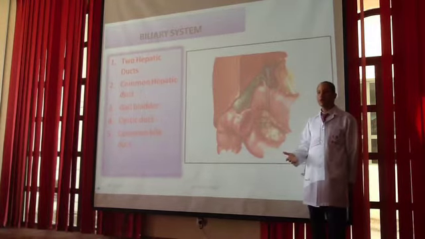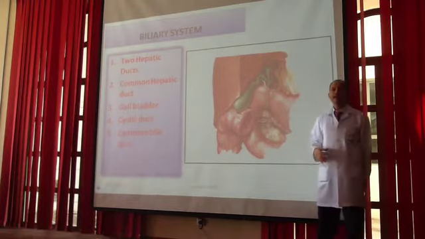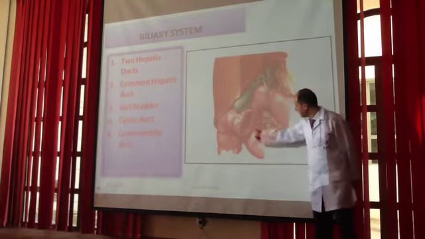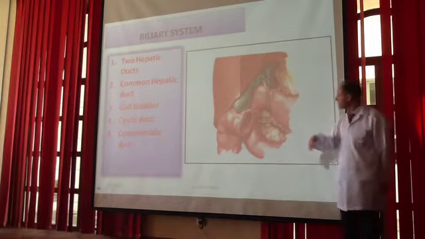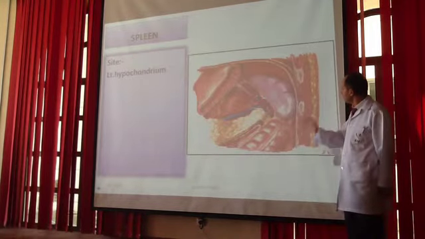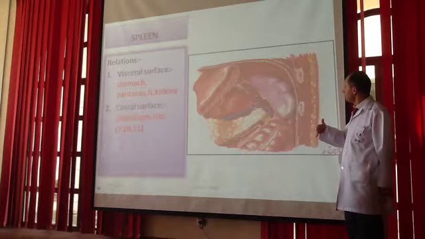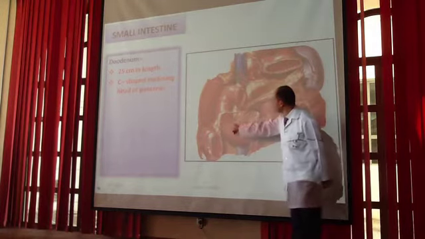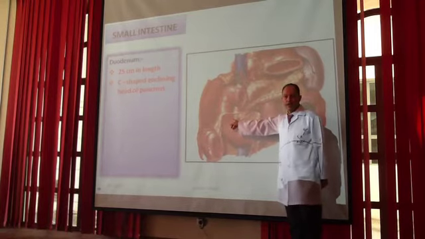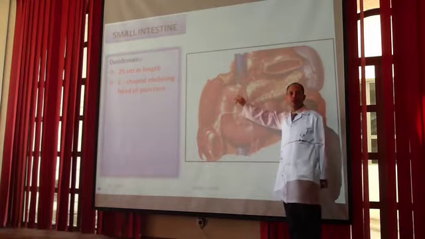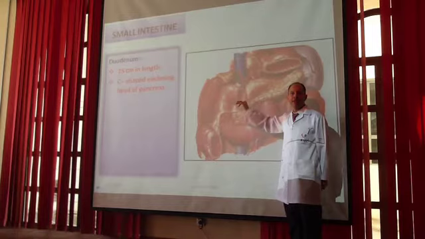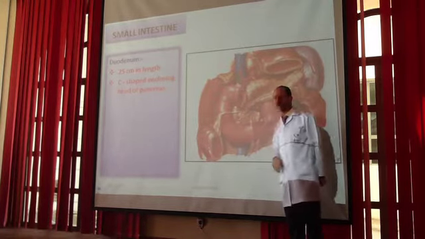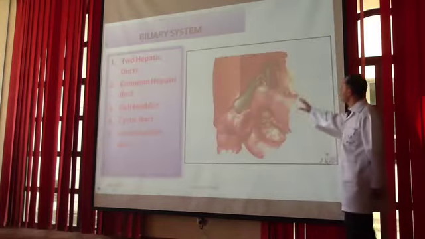Who remembers the final destination of the common bile duct? Second part of duodenum. Correct. So this is the second part of the duodenum, where the union between common bile duct and the main pancreatic duct forms an ampulla of Vater and opens through the second part.